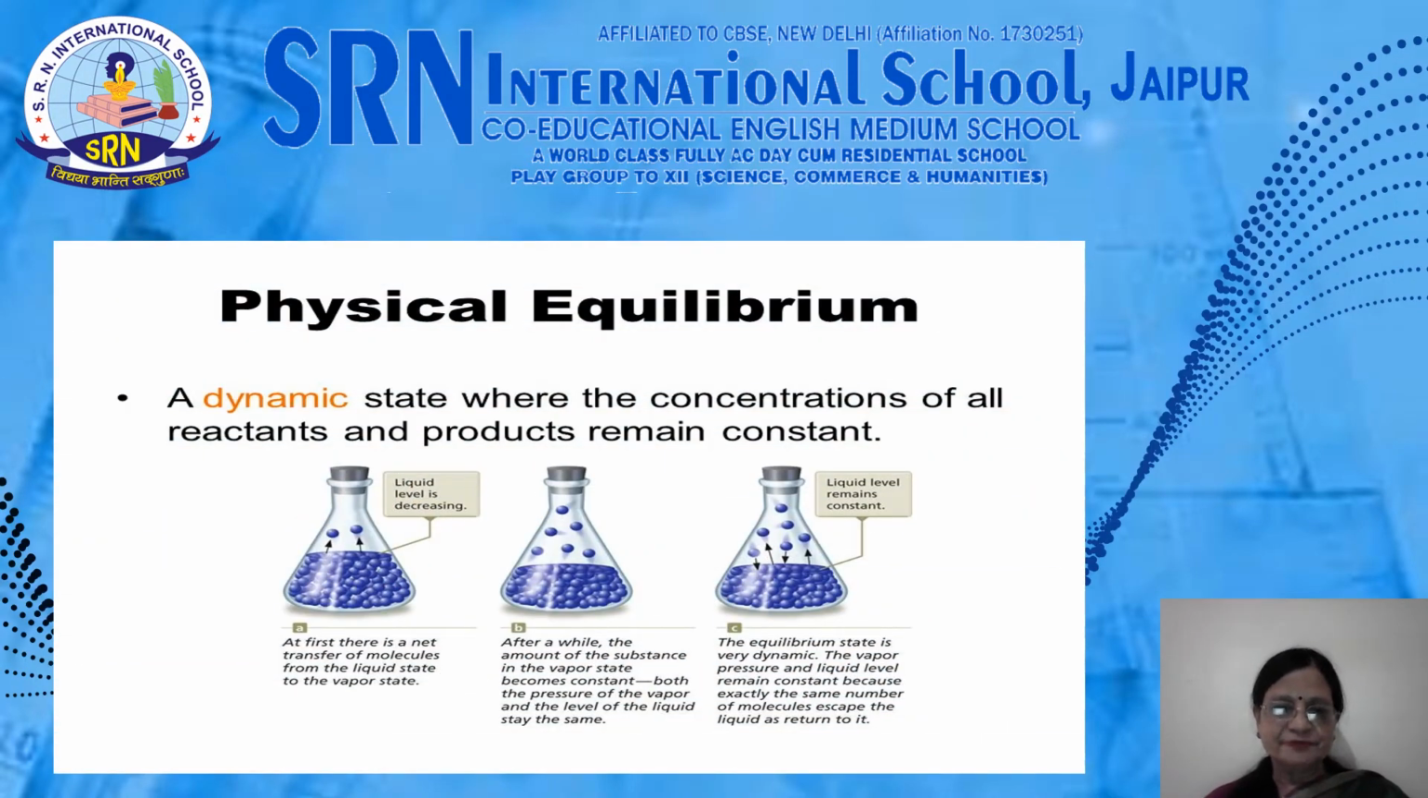Physical equilibrium is also considered as a dynamic equilibrium, and it is a state where the rate of forward as well as reverse reaction becomes equal. It is due to this dynamic equilibrium stage that there is no change in concentration of various species in the reaction mixture. That is, the concentration of all the reactants and products remain constant.